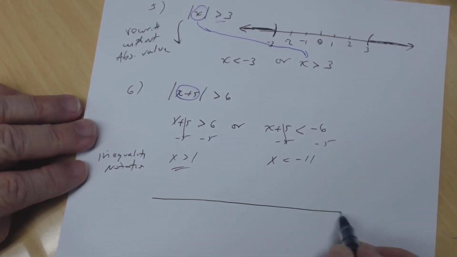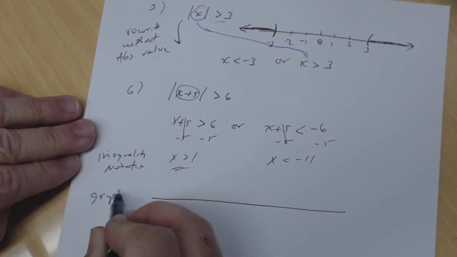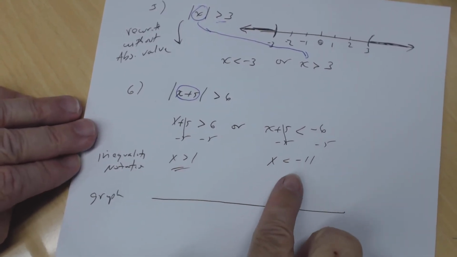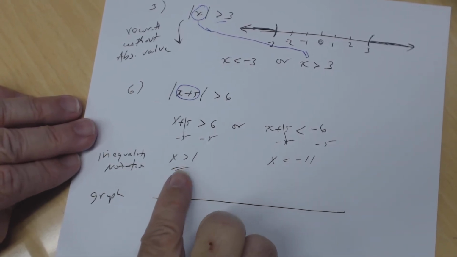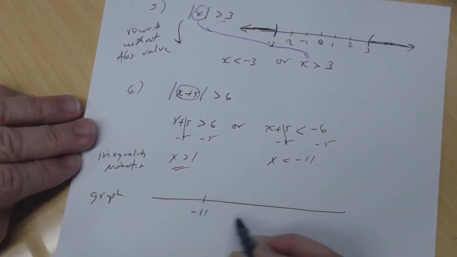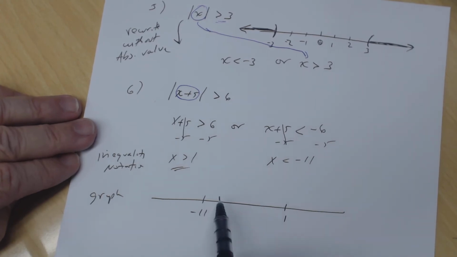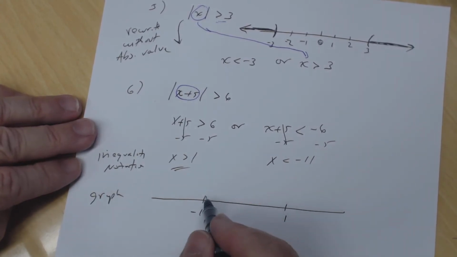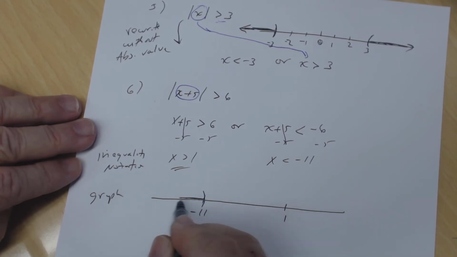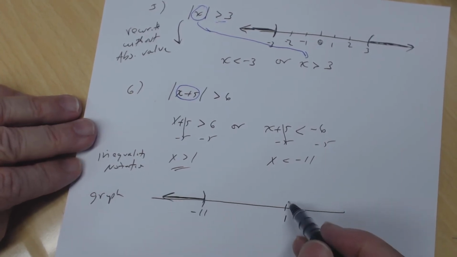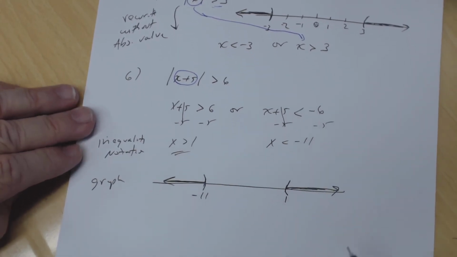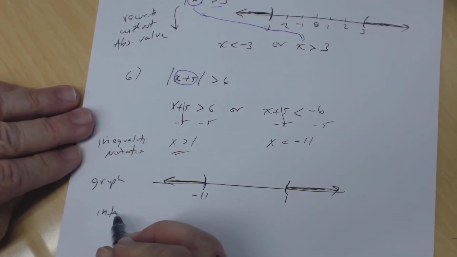Here's what the graph looks like. Now remember, always go from left to right. So you're going to put negative 11 to the left of 1. So negative 11, 1. For this one, you're going to say that's less than negative 11, like this. And this you're going to say greater than 1, like this. So there's your graph.